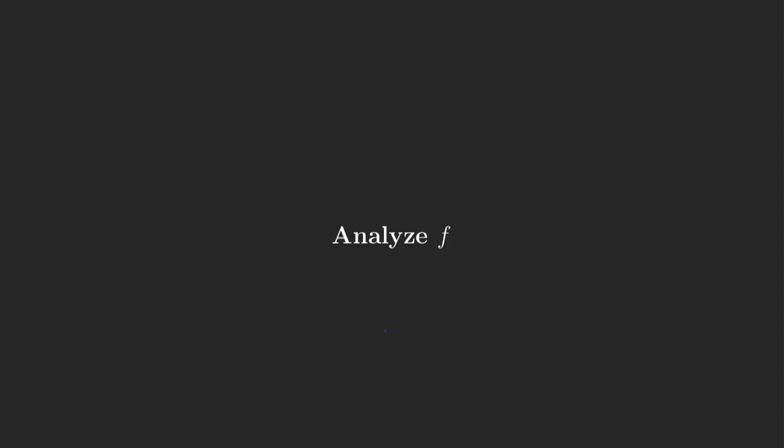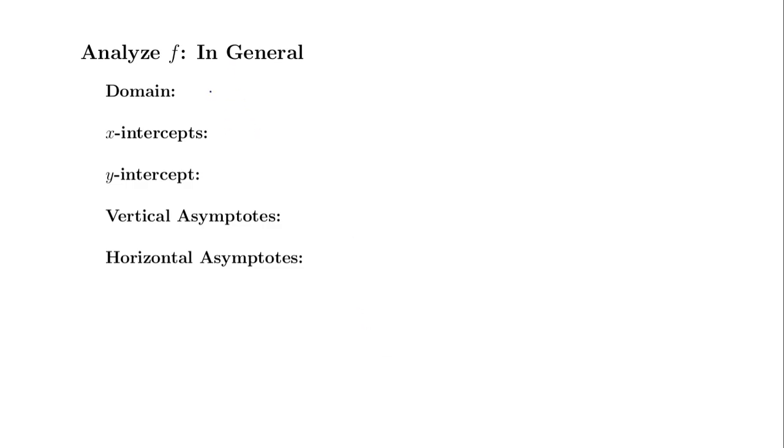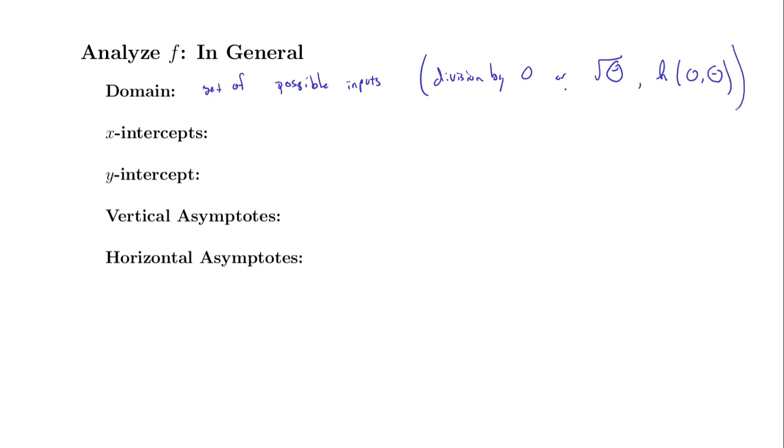First, we're just going to analyze the function itself. So this is all review. We're going to find the domain of our function. This is just the set of possible inputs. What we're really looking for here is division by 0, or square roots and negatives, or natural log of 0 or negative. So if we have something like that in a function, we might mess up the domain.